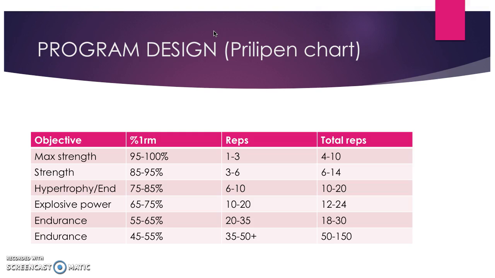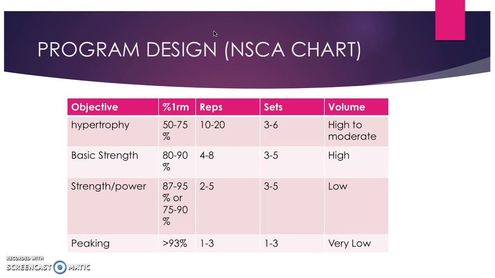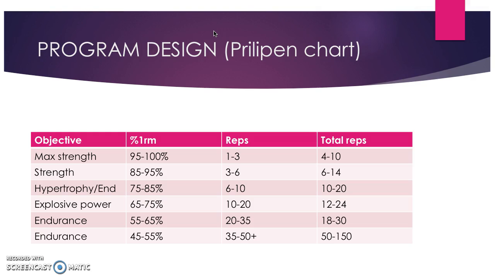Here's the Prilepin chart. I'm a big proponent of the Prilepin chart and also the NSCA chart. So the Prilepin chart's a little more detailed. Max strength 95 to 100%, 1 to 3 reps, 4 to 10 total reps. Strength 85 to 95, hypertrophy endurance 75 to 85, explosive power 65 to 75, endurance 55 to 65, and endurance multiple effort, higher rep range. Obviously, we just decrease the intensity. Pretty cool thing to look at.